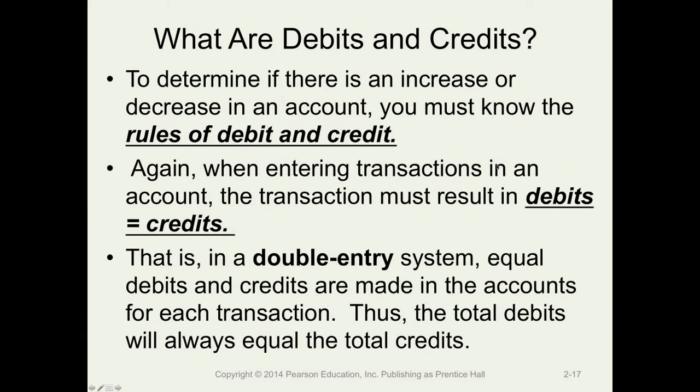Now, the key to this module is, in order for you to determine whether debits and credits increase or decrease an account, we have to know the rules of debit and credit. When entering a transaction, the transaction must have debits equal to credits. Just like you needed to have assets equal to liabilities plus stockholders' equity, now we have to be sure that debits are equal to credits. And we'll find out that because the double entry system is tied to the accounting equation, it will in fact do both. When debits are equal to credits, the accounting equation will be in balance.